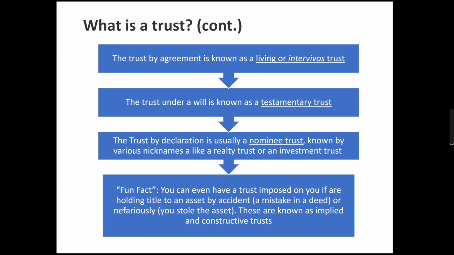And then finally, you can have a nominee trust, which is a declaration. That's useful for lots of little things. We won't go into it tonight too much. And you can even be a trustee by default. So the fun fact there, just that you could have a trust imposed on you if you have title mistakenly or by accident, or if you've actually stolen and have custody of an asset, you can be called a trustee.